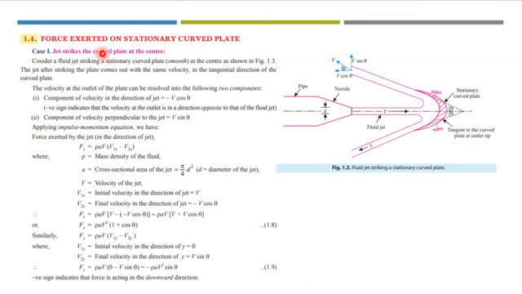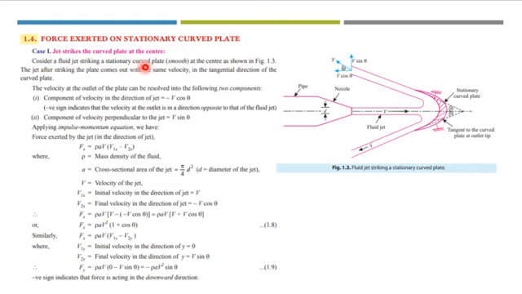Our last case is force exerted on a stationary plate, but in this case the plate is curved. This curved plate case is further subdivided into different cases. The first case is when the jet strikes the curved plate at the center. So you can see here a curved plate. This is a nozzle fitted at the end of a pipe from where a jet is issuing and striking this curved plate at its center, and this plate is stationary.